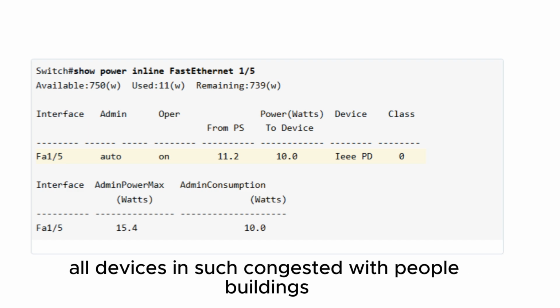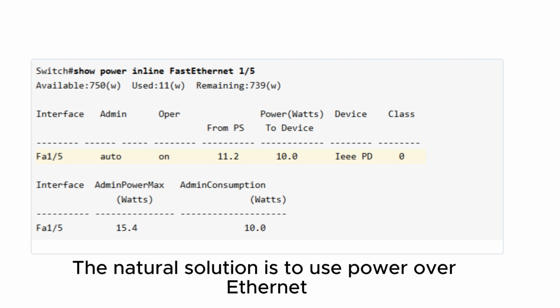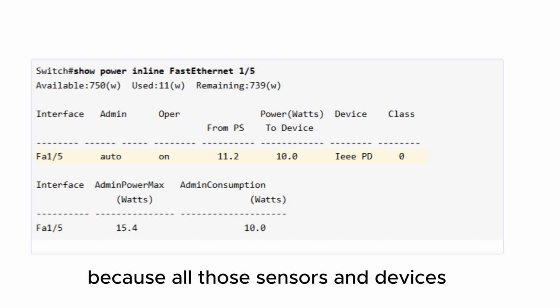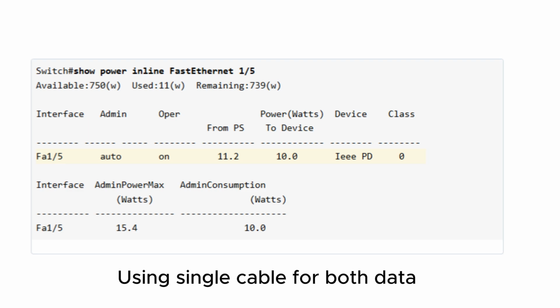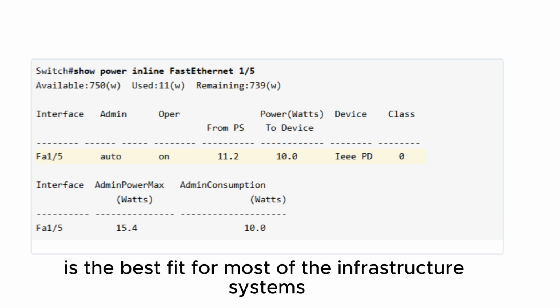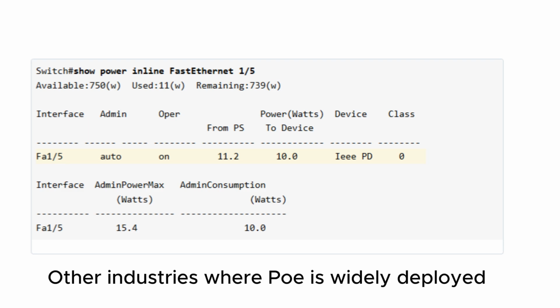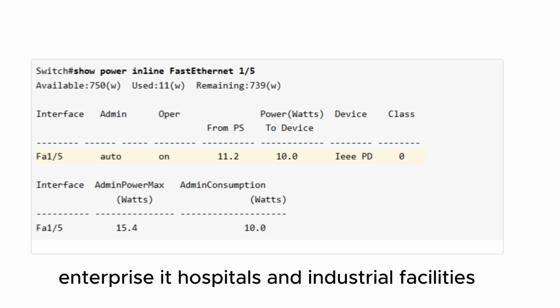The natural solution is to use Power over Ethernet, because all those sensors and devices need network connectivity as well. Using a single cable for both data and power is the best fit for most of the infrastructure systems. Other industries where PoE is widely deployed are retail, hotels, enterprise IT, hospitals, and industrial facilities.